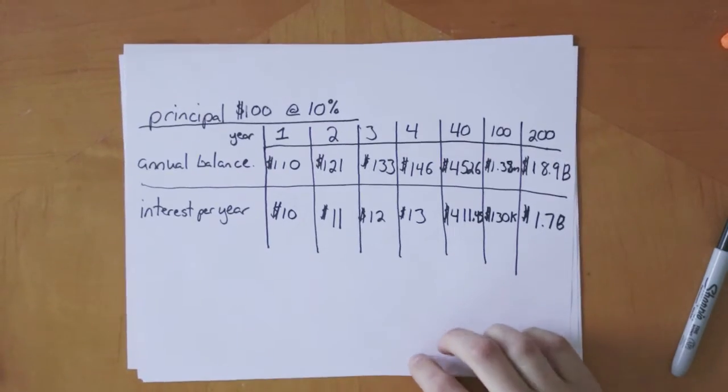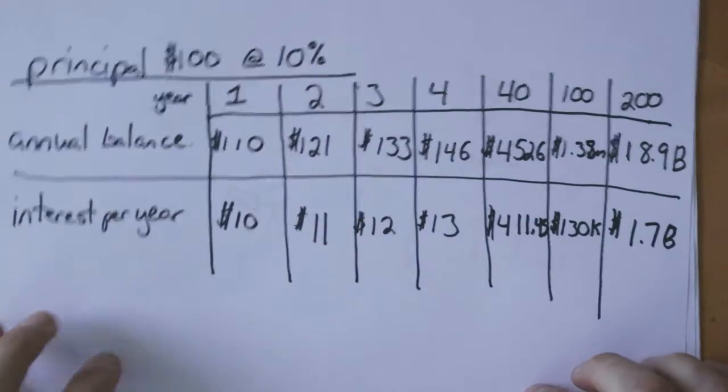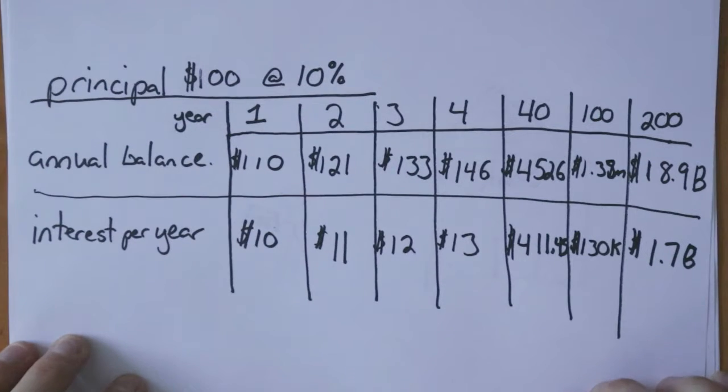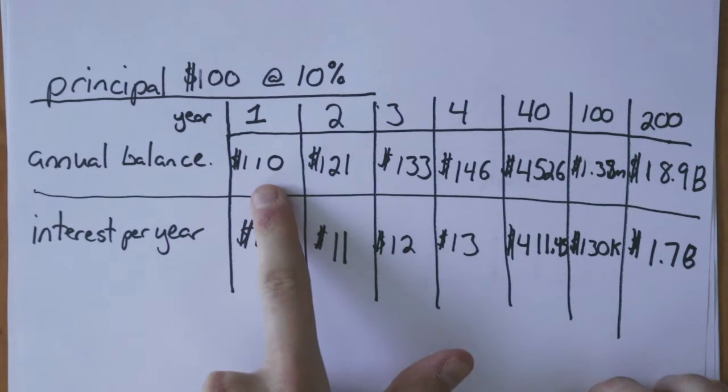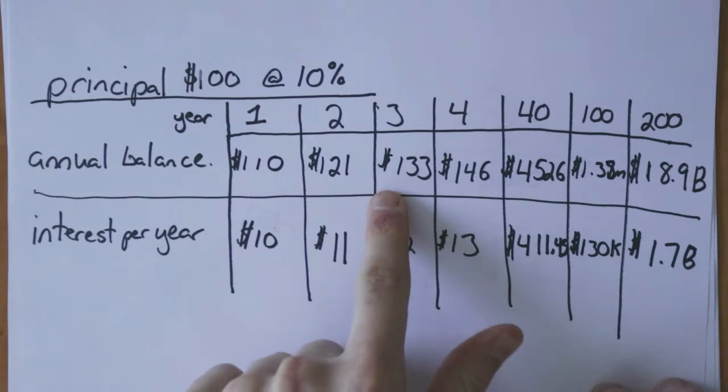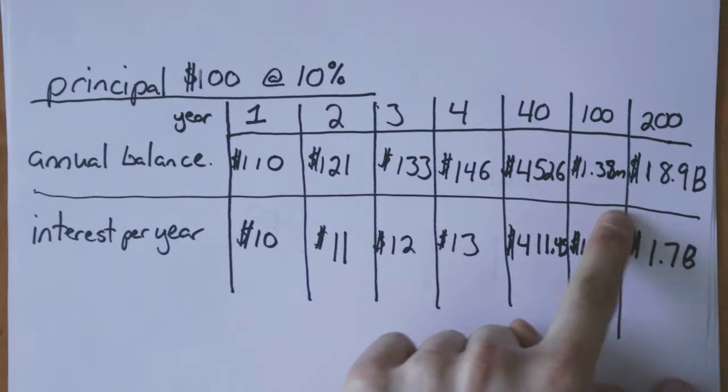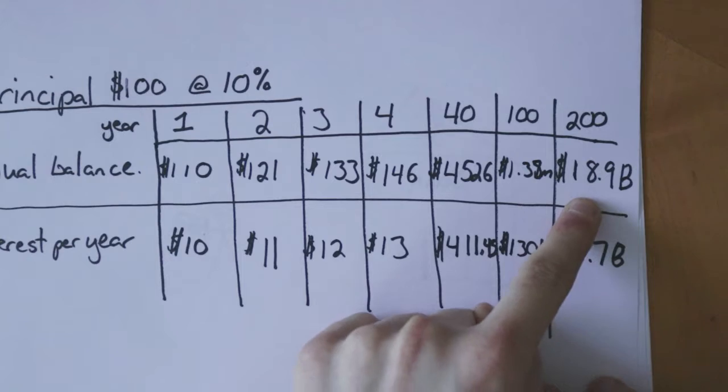So interest per year we can look at here increases. So this is with the compound interest rate. Your annual balance after 1 year would be 110, 121, 130, increasing as you can see. 200 years, you'd have $18.9 billion.